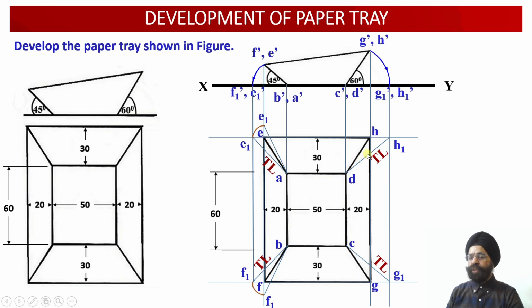Let us now transfer this distance into the horizontal orientation over there, so that the true shape of this inclined surface of the paper tray can also be evaluated.